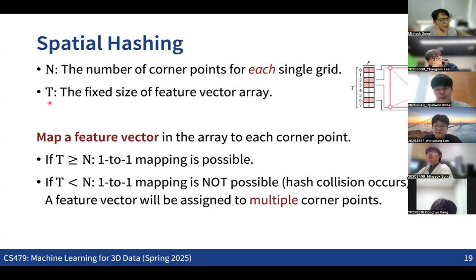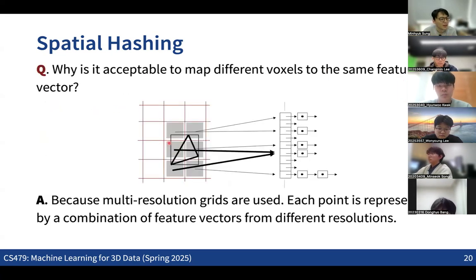So which means that in the hash table case, there might be some collision if the size of the array, the hash table, is smaller than the number of voxels, the corner points that we are encoding. So some corner points might share the same feature. We are allowing this to compress the things that we are encoding in the 3D space. But why is this still okay?